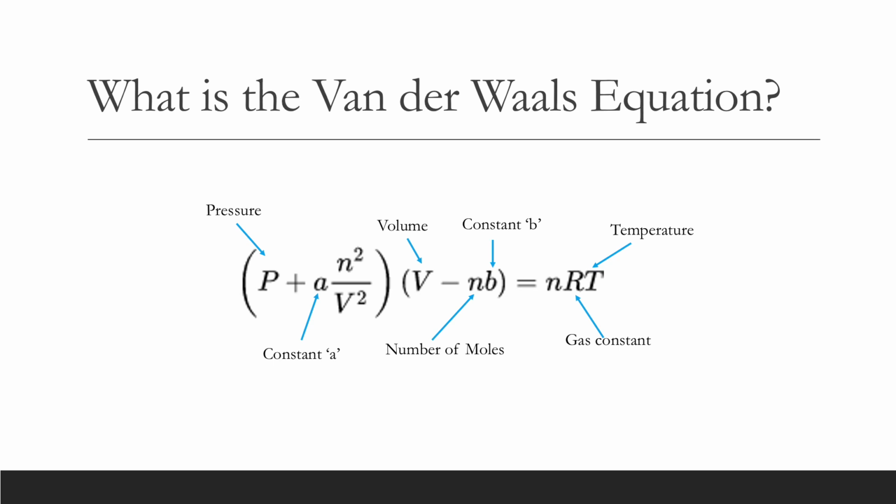It states that the pressure plus a constant A times the number of moles squared over volume squared, all multiplied by the volume minus the number of moles times a constant B, is equal to the number of moles times the gas constant R times the temperature.